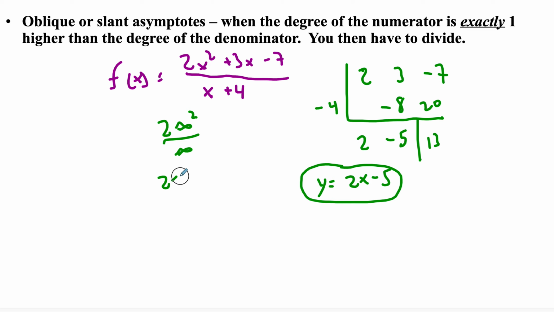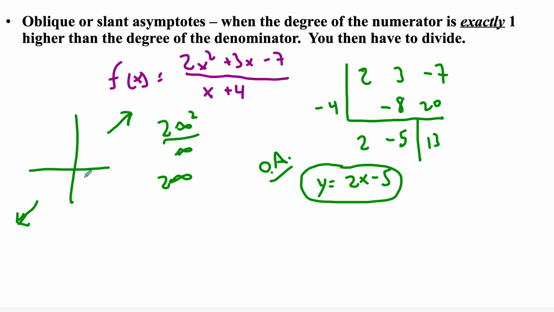I end up with 2 times infinity, which if you think about it is a line with a slope of 2. So sure enough, here's our specific line. This would be the oblique asymptote that we're heading towards. Sometimes it's called a slant asymptote, but I typically use the term oblique. So if you zoom way out on this graph, it's going to look like y equals 2x.